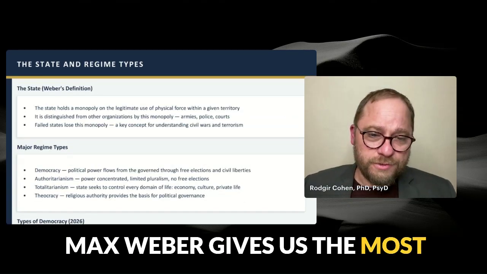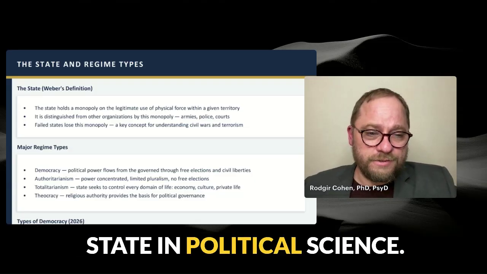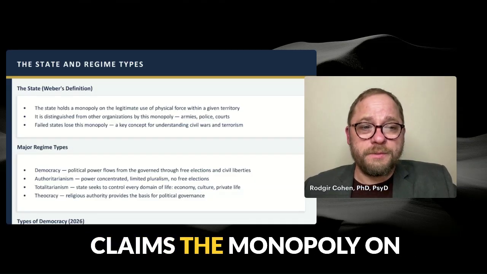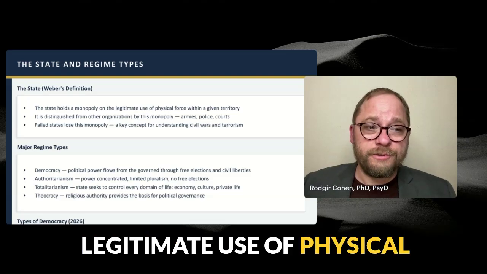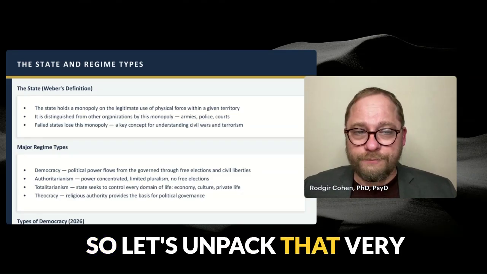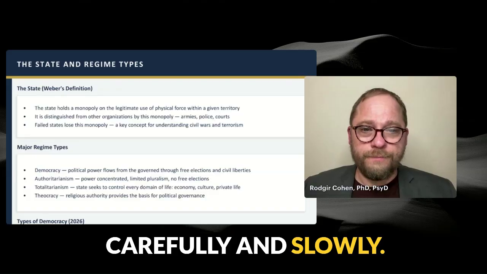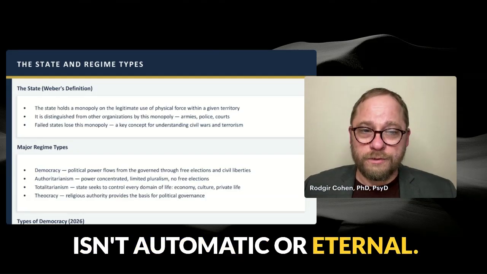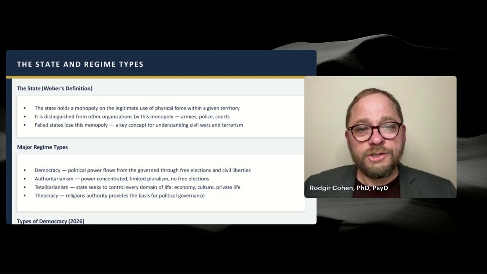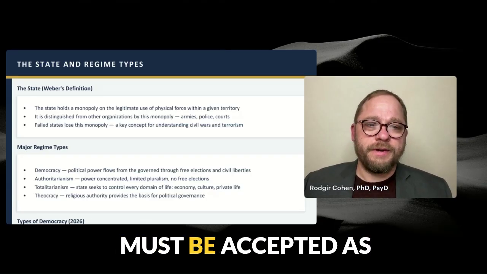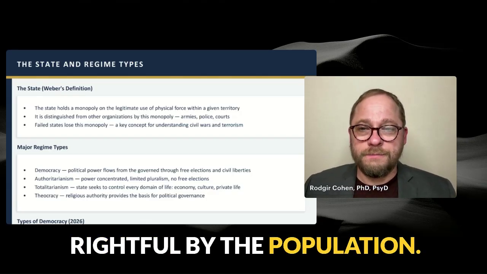Max Weber gives us the most influential definition of the state in political science. The state is the human community that successfully claims the monopoly on legitimate use of physical force within a given territory. So let's unpack that very carefully and slowly. Claims: the monopoly isn't automatic or eternal. It can be lost. Legitimate: it's not just raw force. The claim to use force must be accepted as rightful by the population.